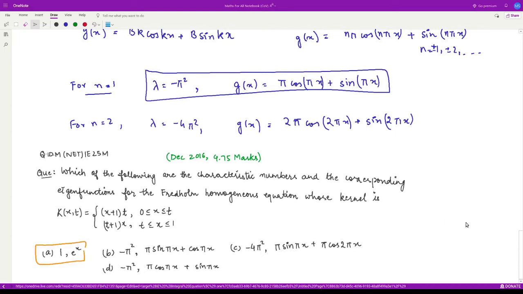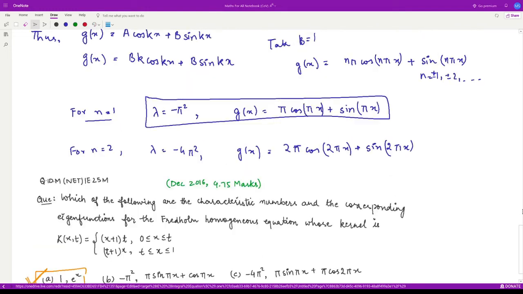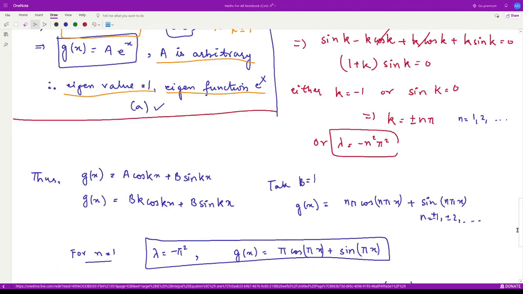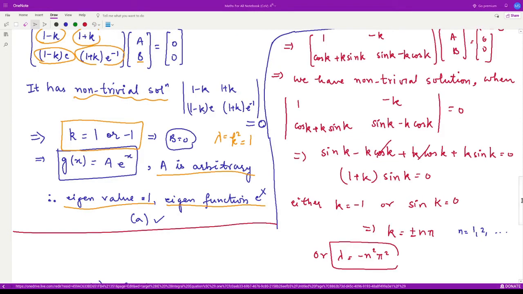Let us look at the third case. When lambda is negative, in that case, we take lambda to be minus k square.